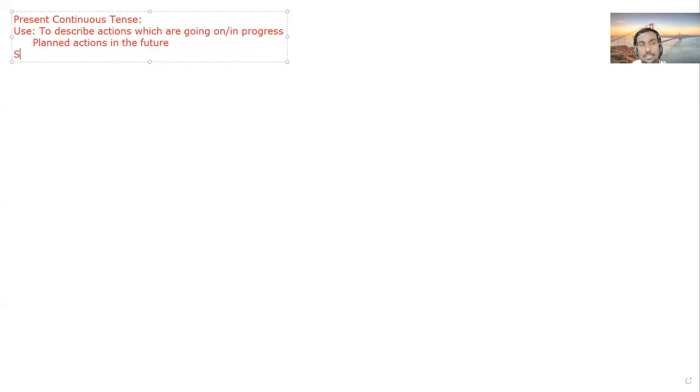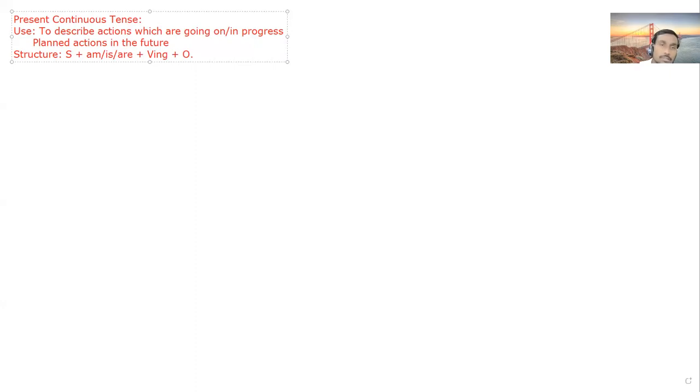Let's go for the structure. You can help me here. First of all, the subject is there. After the subject, what are we going to use here? Am, is, are. And then there is the main verb. And that main verb is in which form? That is the present participle, or you can call it V-ing also. And then there is the remaining part of the sentence.